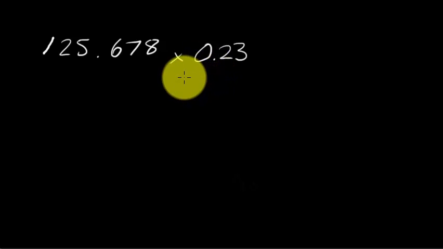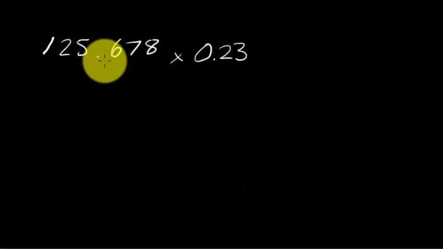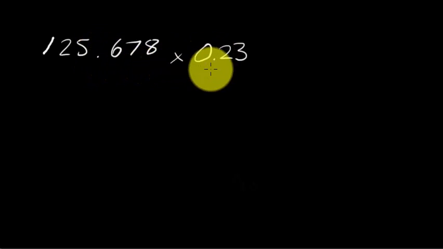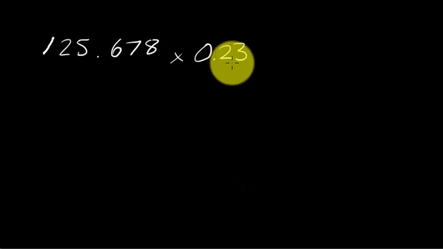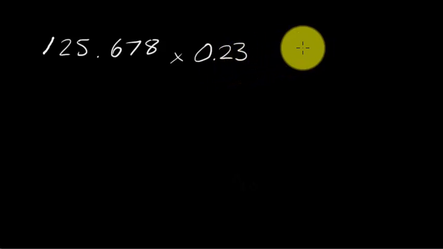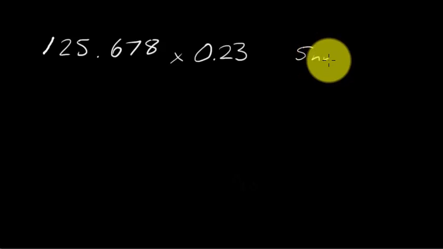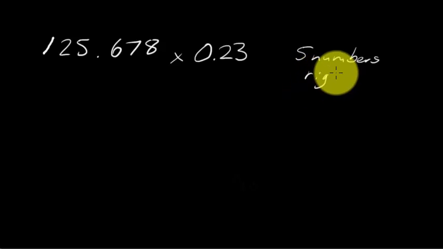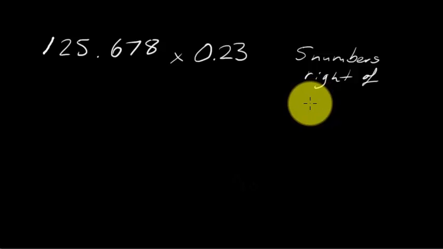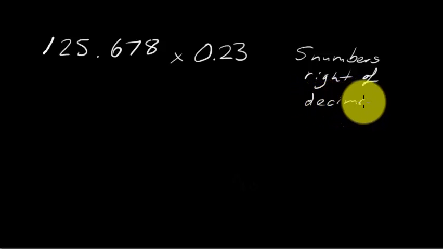However, just before we ignore the decimal points, let's count how many numbers are to the right of the decimal points in both the first number and also the second number. So the first number has 1, 2, 3, second has 4 and 5. So we've got 5 numbers to the right of the decimal point. I'll just make a note of that: 5 numbers to the right of the decimal point when you consider both numbers. Now that's going to be important later.